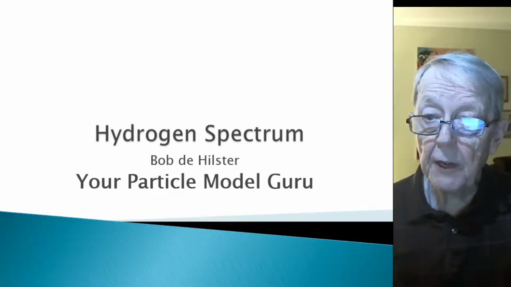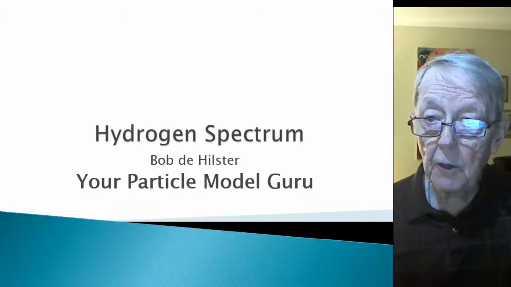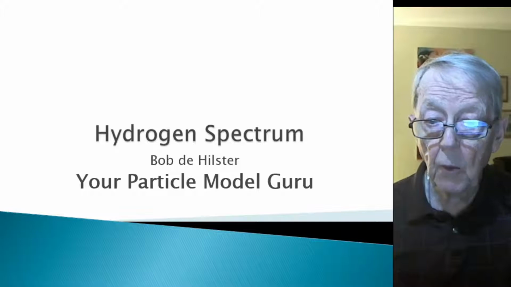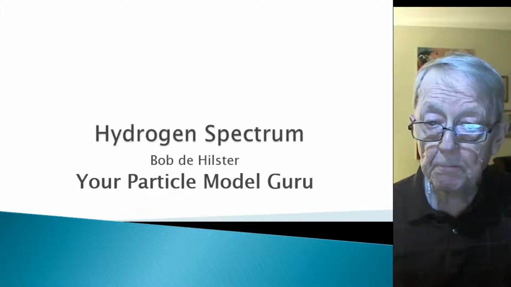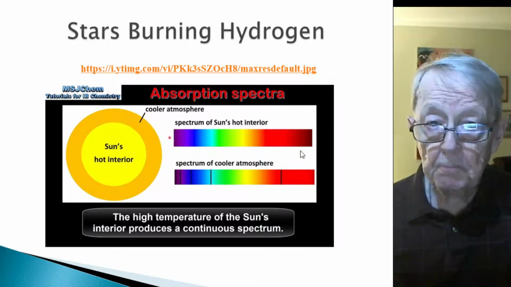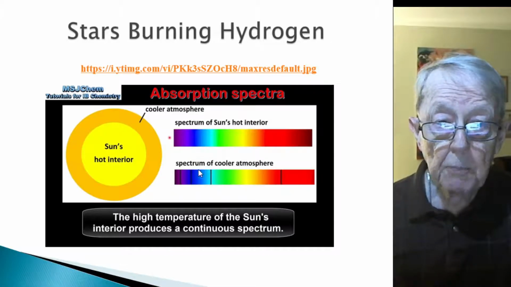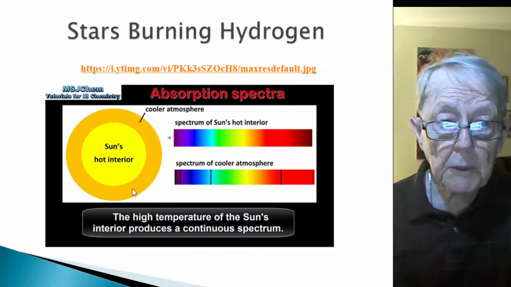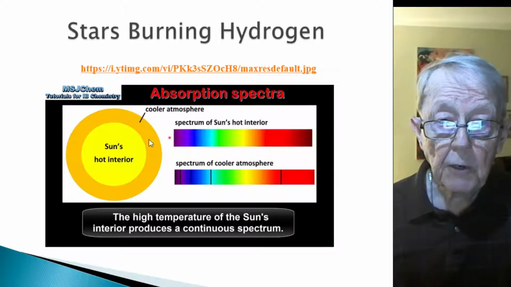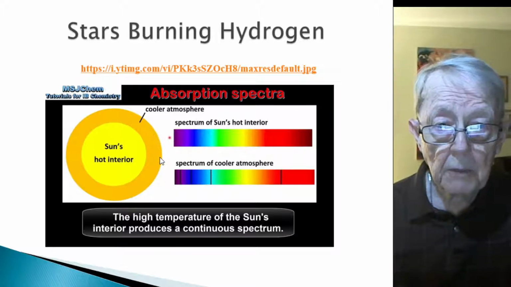This is the event they use to determine whether a star is moving away from us or towards us. And what you get with a star that's burning hydrogen, and you know it's burning hydrogen because it gives you this spectrum, is an absorption spectra. You have a hot interior, which generates all the frequencies, and a cooler atmosphere.